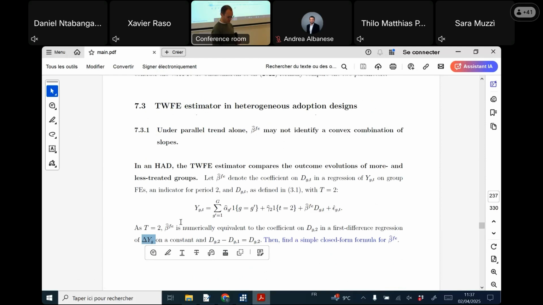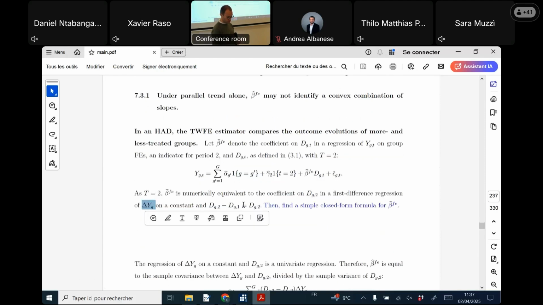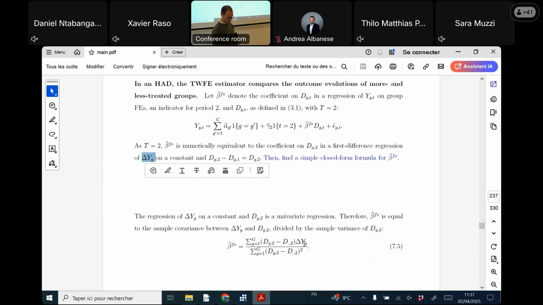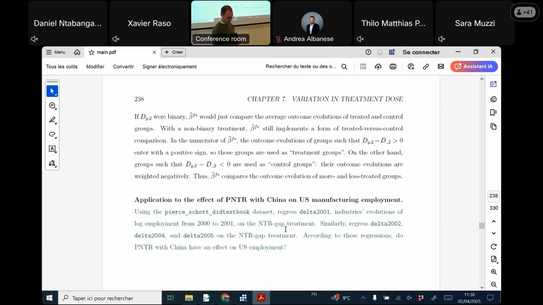So it's a univariate regression. So we know that the coefficient on the non-constant variable is the covariance between the dependent and the independent variable divided by the variance of the independent variable. Okay?